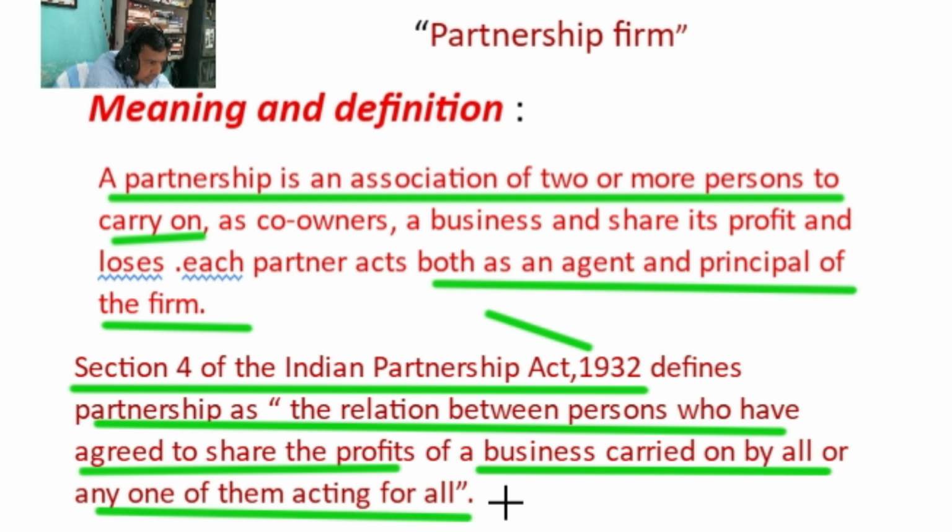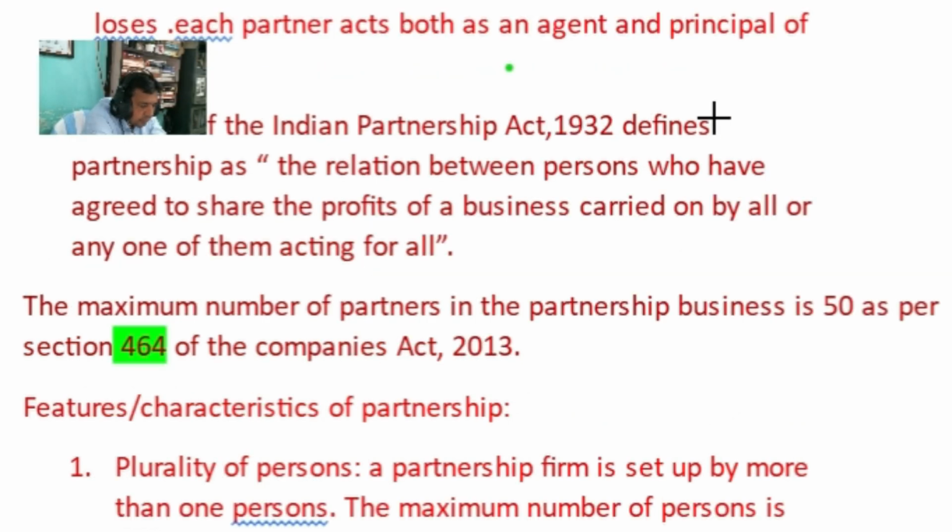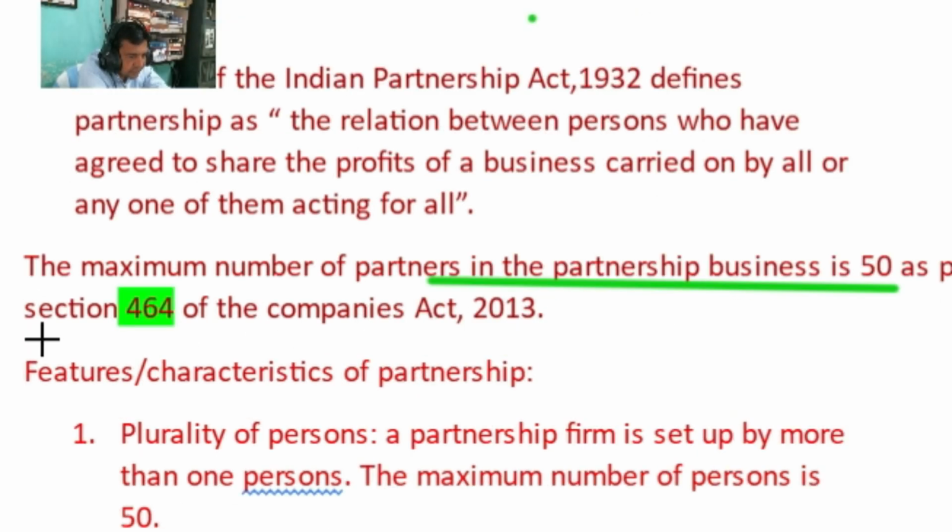Sometimes all the partners actively participate in the management of the business, or sometimes only one partner actively participates in the management of the business. And it is given that a minimum of two persons are required to form a business. But the Partnership Act 1932 has not given the maximum number of persons for a partnership form, and it is given by the Companies Act 2013, in which it is mentioned that the maximum number of partners in the partnership business is 50 as per section 464 of the Companies Act 2013.